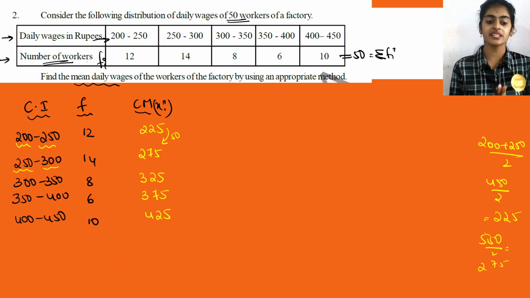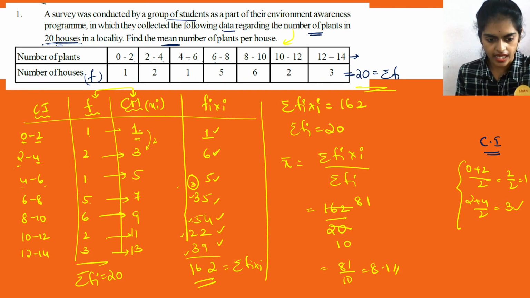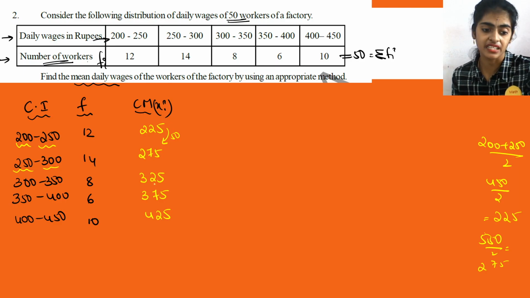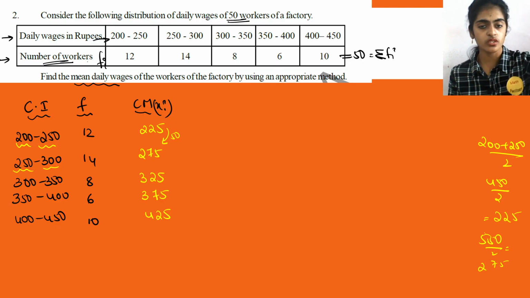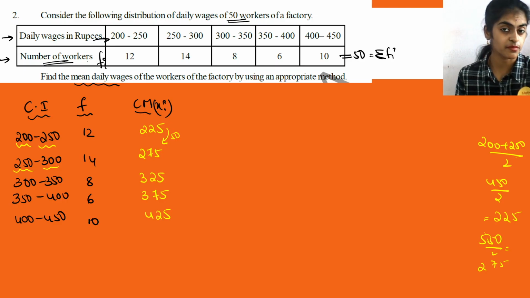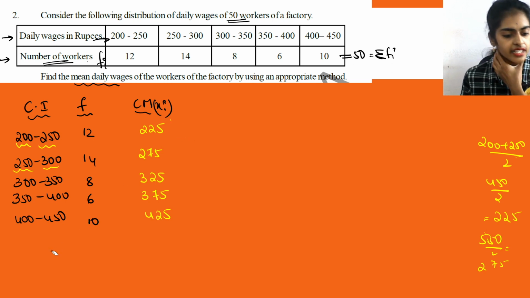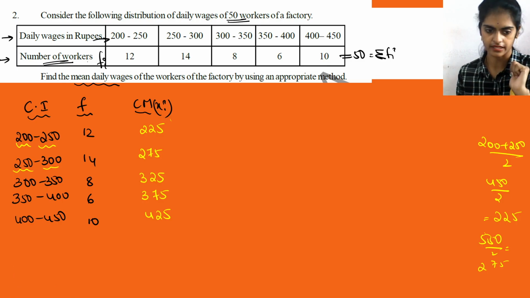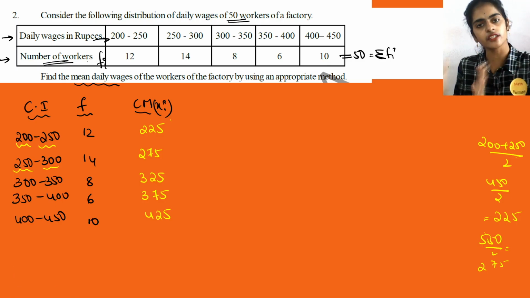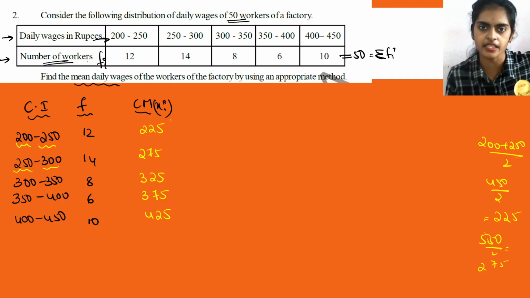If you see the class marks, if you want to use the direct method, the numbers are small like 1, 3, 5, 7. All these are class marks, they're small numbers, so we have used the direct method. But here in this question, the numbers are super big. 225 into 12, 275 into 14, the calculations become very big. So what we are going to do in this case is, I will use the step deviation method or the deviation method. Okay, so let us see which method to use. Again, they said appropriate method, it is your wish.